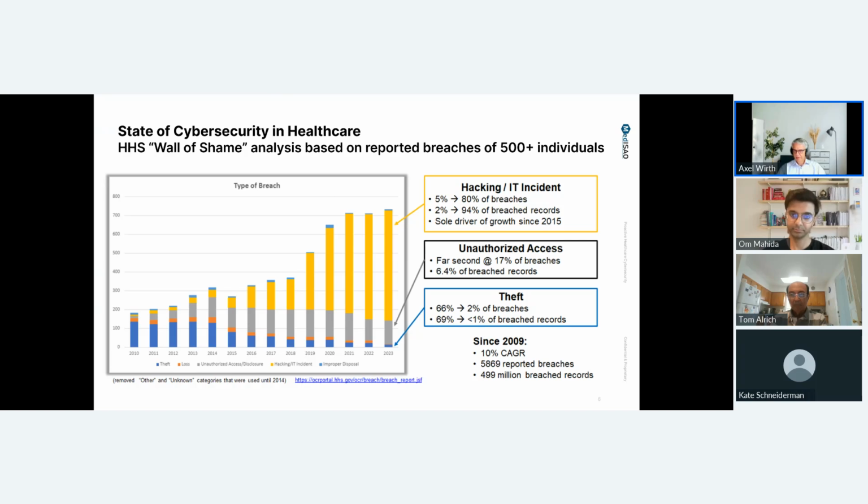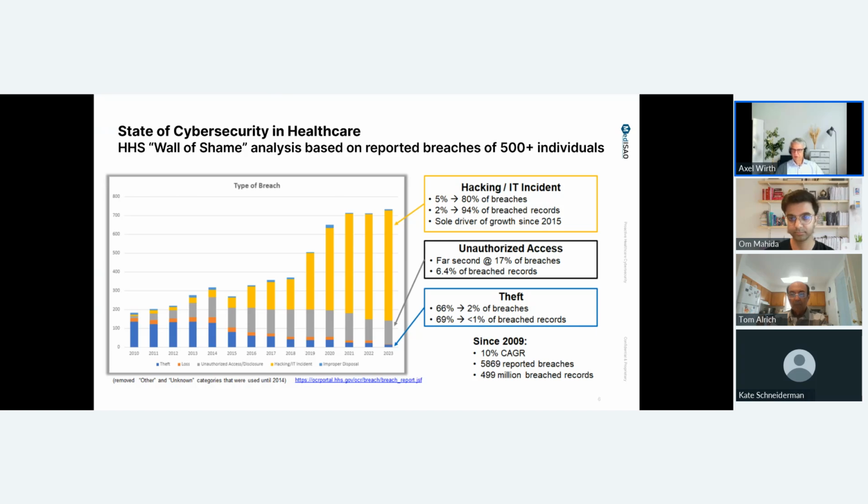So therefore, again, that motivated, I think, participants to invest in encrypted devices. And I don't think there are fewer devices being stolen nowadays, but most of them are now encrypted and therefore less reporting. At the same time, we see the yellow, which are hacking IT incidents, granted a fairly broad category, but that is now accounting for 80% of breaches, and even more concerning, accounting for 94% of breach records.